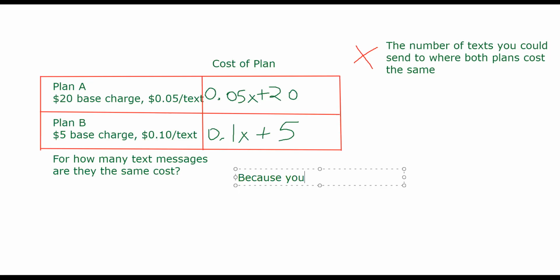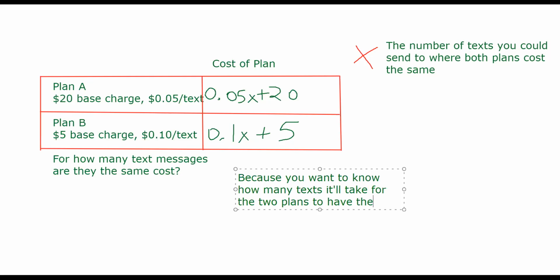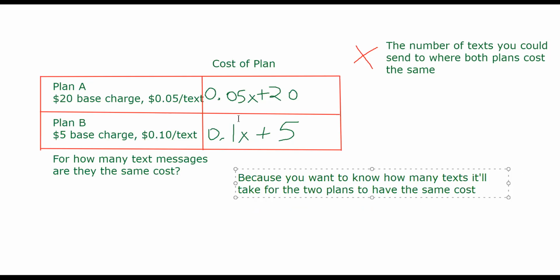Now, because you want to know how many texts it'll take for the two plans to have the same cost. That's our goal. What do you think we're going to do with these two expressions here? I want to know for what X value is this cost the same or equal to this cost? I want to set this thing equal to this thing. That's my goal. If I set the two equal to each other, then I can solve for X, and that is exactly the number of text messages I can send each month.